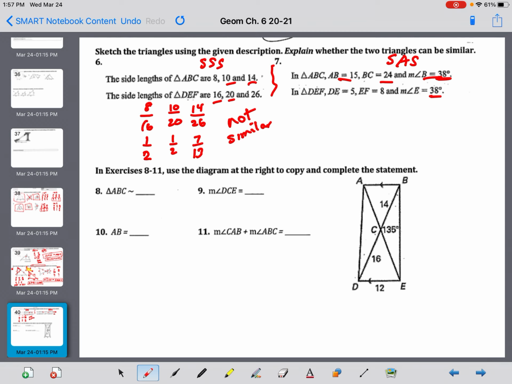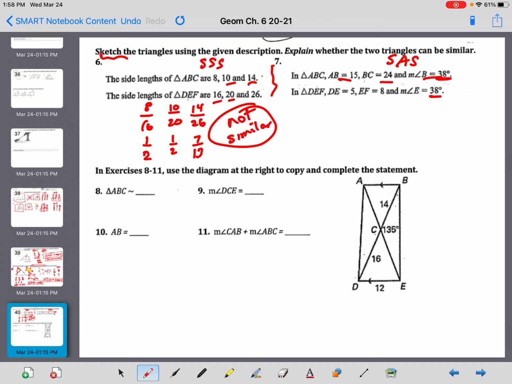All right, since the ratios don't play out to be all the same, not similar. But it's always smallest over smallest, middle over middle, biggest over biggest, and that's all we have to do there. It does say to sketch the triangles using the given description. They don't really give you enough room to sketch them, so you don't have to sketch them. But just test the ratios. Write down your ratio test.